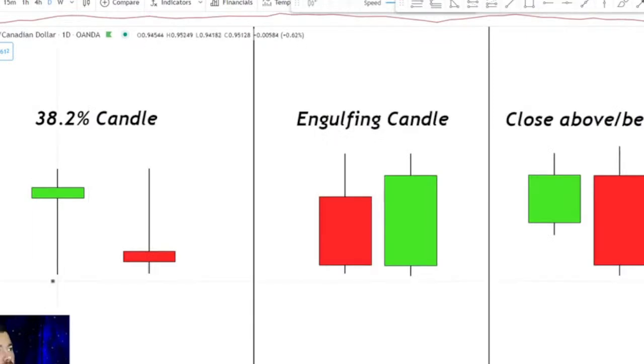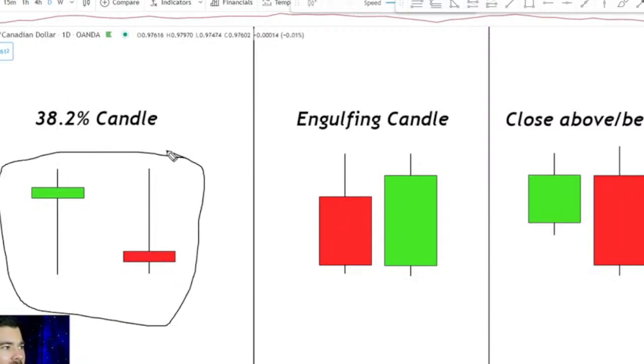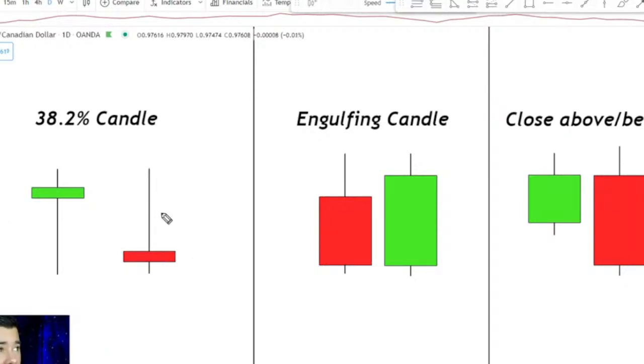The first one is called the 382 candle or 38.2% candle, and you're going to understand why in a second. You may be looking at these going, man, Steven, that looks like a hammer or a tweezer top, and that looks a lot like a shooting star. Why are you calling it a 38.2% candle? Because the name of the candlestick pattern does not matter. Let me explain.